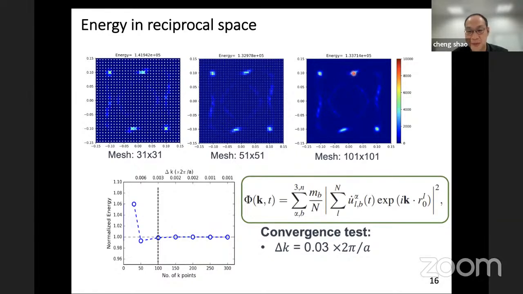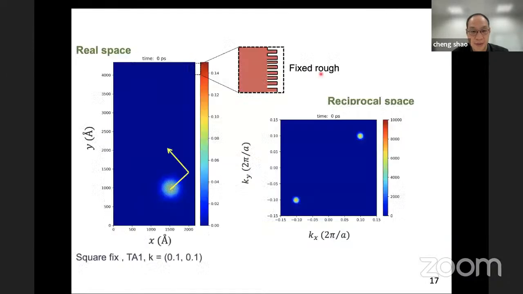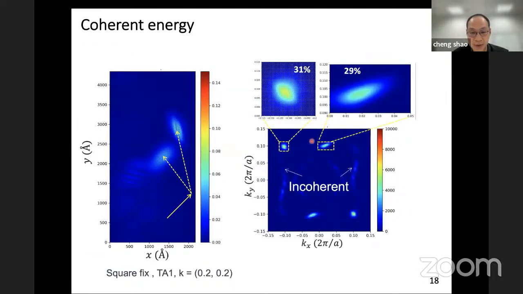From the energy distribution in reciprocal space, we can see two well-defined peaks in the K space, which correspond to the two wave packets we saw in the real space. This slide shows the dynamics of energy transport in both real space and in reciprocal space. We can see that these two peaks in the reciprocal space correspond to the energy distribution of these two sub-packets in the real space. And from the energy of the well-defined peaks, we can get the coherent energy ratio, and we define the other energy as the incoherent energy.